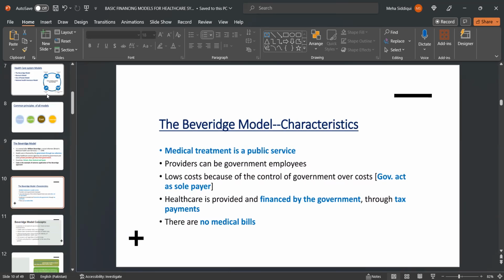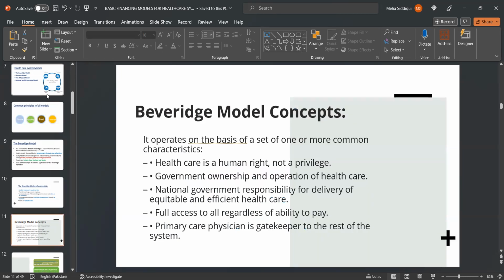Healthcare is provided and financed by the government through tax payments, and there are no medical bills to be paid by the public. The main concept behind this model is that healthcare is a human right, not a privilege. Government ownership and operation of healthcare, national government responsibility for delivery of equitable and efficient healthcare, full access to all regardless of ability to pay. Primary care physician is gatekeeper to the rest of the system.